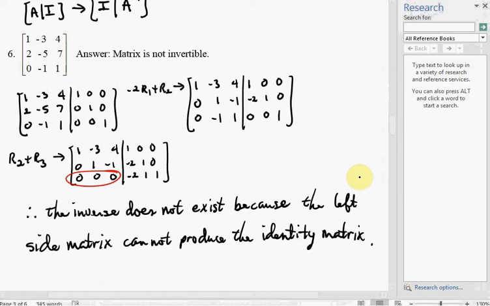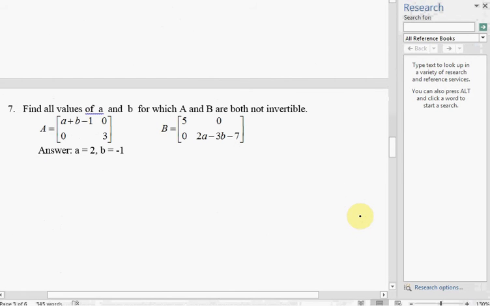But can you interchange rows when you're trying to find the inverse? Yes, you can. You remember there were 3 basic elementary row operations. The first one, you can interchange rows. That applies to find the inverse too. You can multiply a row by a non-zero number. And thirdly, you can add a multiple of one row to another. You apply those even to finding the inverse. Yes, ma'am. Number 7, find all values of little a and b such that matrices A and B are not invertible.